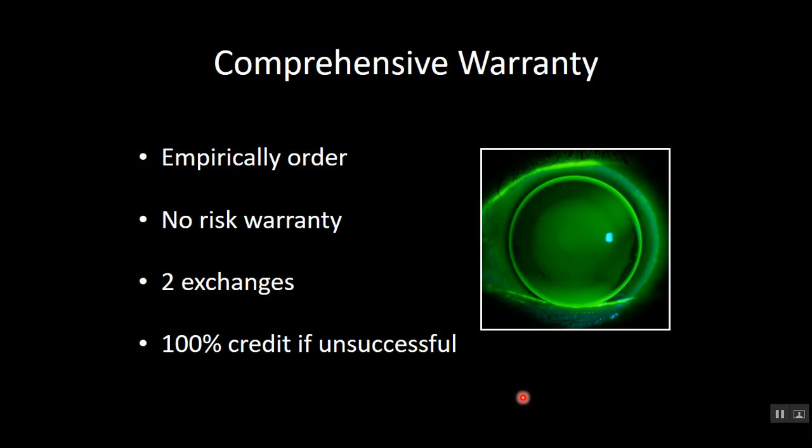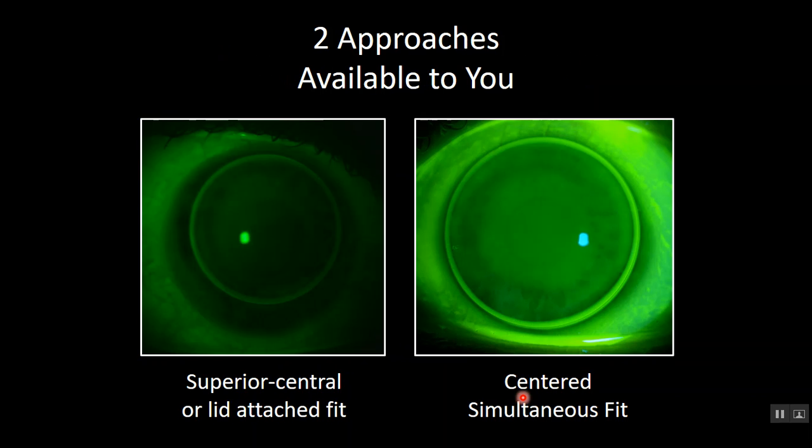Now, with the Apex multifocal, you have a comprehensive warranty. You can empirically order these lenses at no risk. Again, you have 2 exchanges to get the fit right with 100% credit if the fit is unsuccessful. So there's no risk to try the Apex multifocal lens. You have 2 approaches. The Blanchard style essential lenses that you can order from Precision or Cardinal. You also have a centered simultaneous fit lens, the Apex multifocal, which we believe is the future of multifocal lenses.